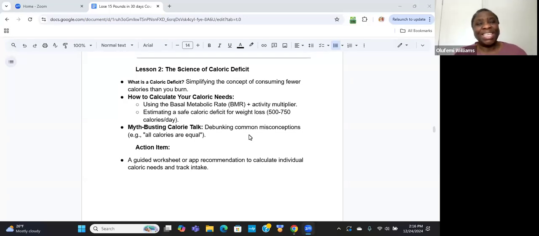Lesson 2. So in lesson 2, we are going to be talking about the science of caloric deficit. There's going to be a lot of calculations, but don't worry. There are simple ways, but I just want you to know the background. So what is a caloric deficit? It's simple. You eat fewer calories than you need to expend.